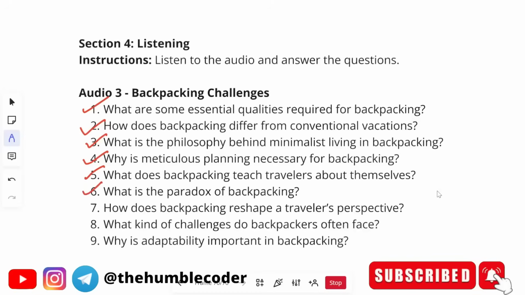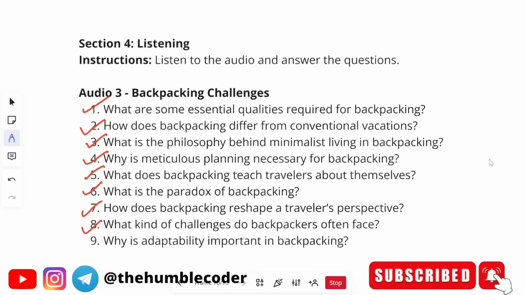Moving on to the next question, what is the paradox of backpacking? The correct answer will be the paradox of backpacking is that while it removes indulgences, it enriches the traveler's life. Moving on to the next question, how does backpacking reshape a traveler's perspective? The correct answer will be backpacking reshapes a traveler's perspective by making them more adaptable and appreciative of simplicity.